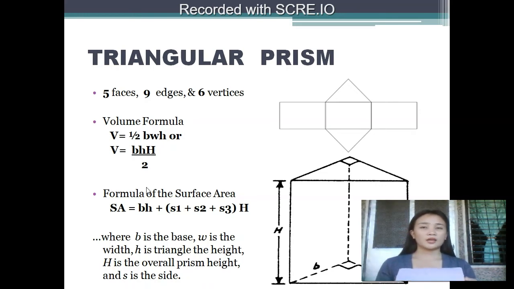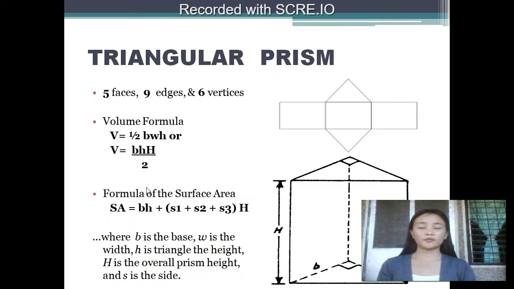Then 9 edges. Let's check. 1, 2, 3, 4, 5, 6, 7, 8, and 9. Okay. Then, how about the vertices? Let's count. 1, 2, 3, 4, 5, and 6. Okay. So now, let's proceed to the formulas.